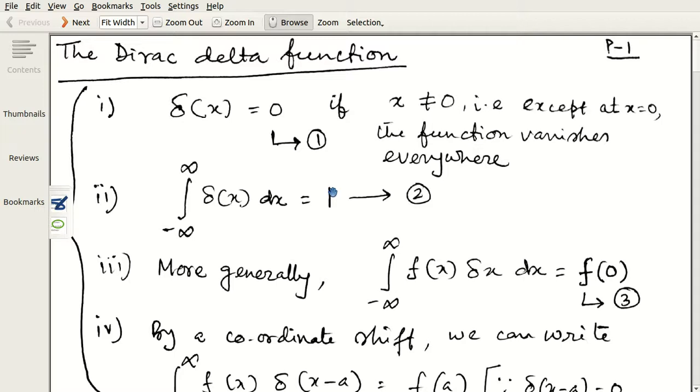Dear students, we will discuss the Dirac delta function in this class. এই Dirac delta function আমাদের প্রয়োজন হবে when we will discuss the charge density due to a point charge.